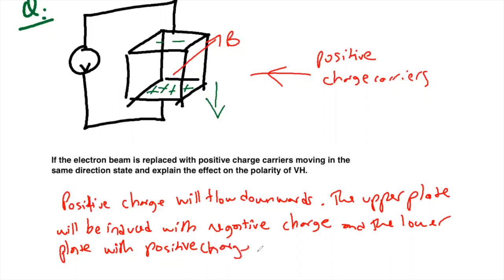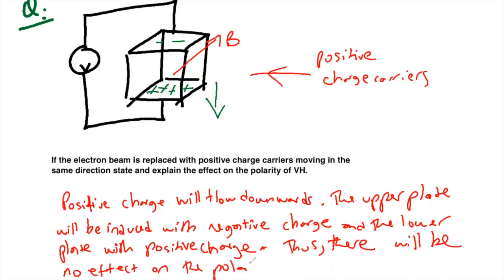So you might want to change the positions, and start with the lower plate because that's what happens at the beginning. And thus there will be no effect on the polarity of VH. To make the answer better, start with the lower plate first because that's what's happening first. And it's going to stay the same.